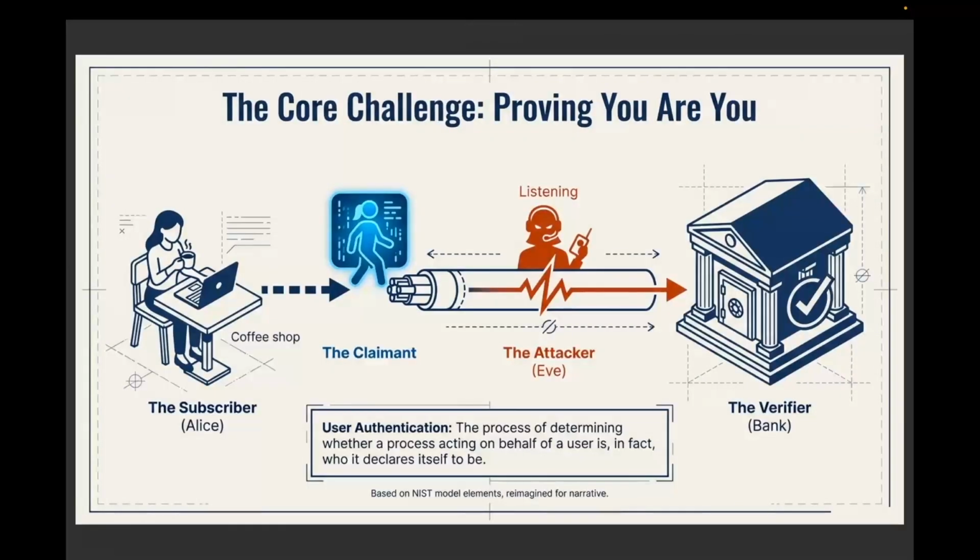So here is the main problem. On the internet, identity is invisible. Alice, the subscriber, wants to access their bank, but there is an attacker, Eve, listening. The bank is the verifier. How does the bank confirm that the request truly comes from Alice and not Eve? User authentication is the process of determining whether a user is actually who they claim to be. This is the core challenge in remote communication because attackers can intercept, modify or replay messages. So we need secure authentication mechanisms.